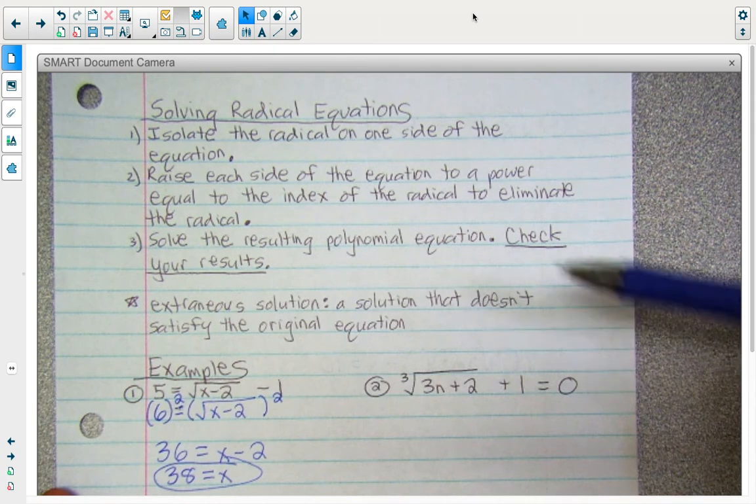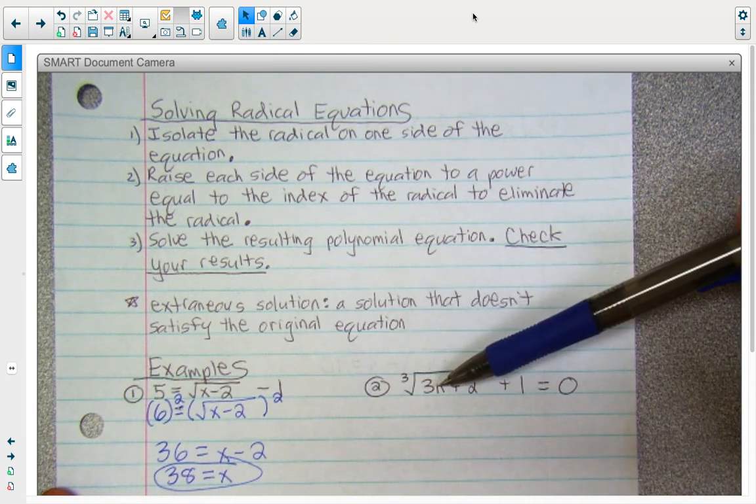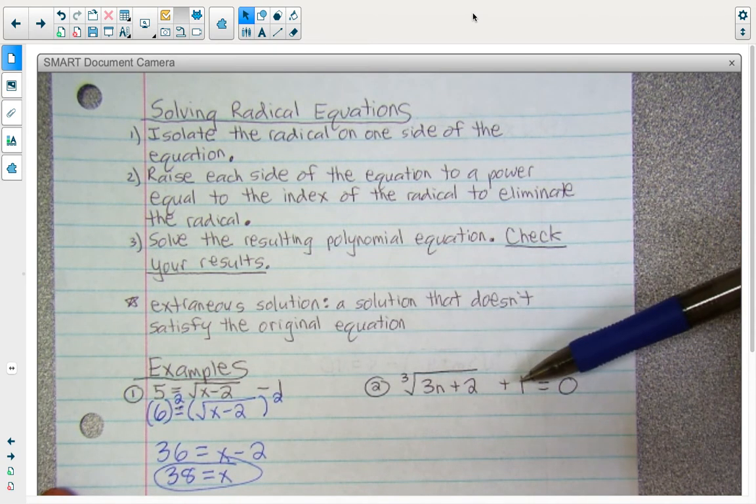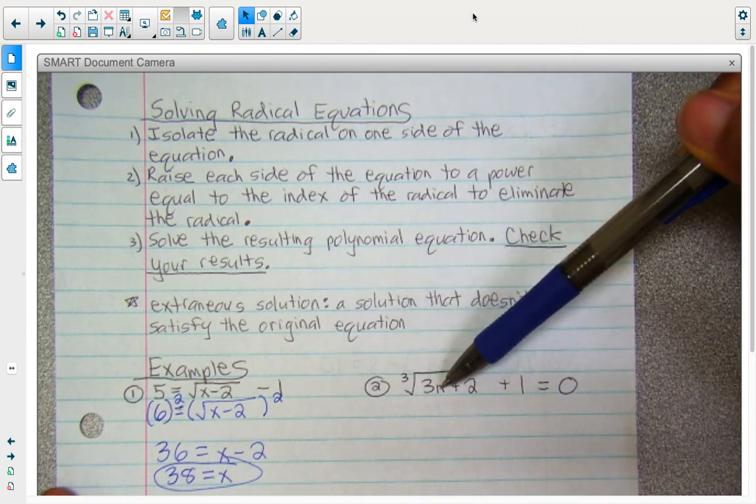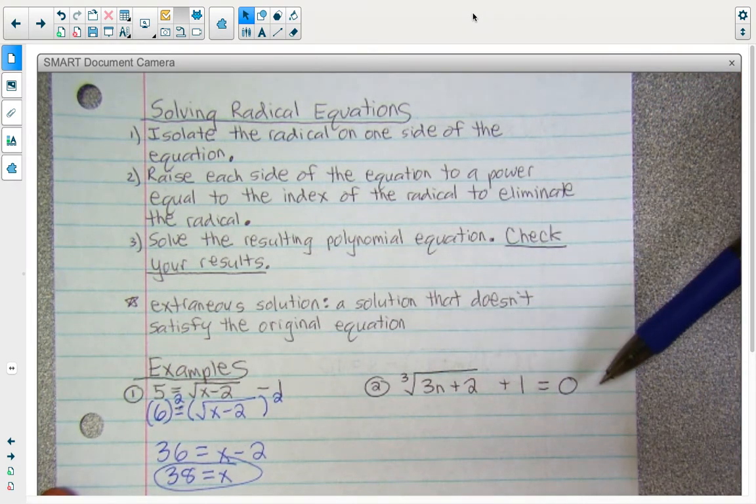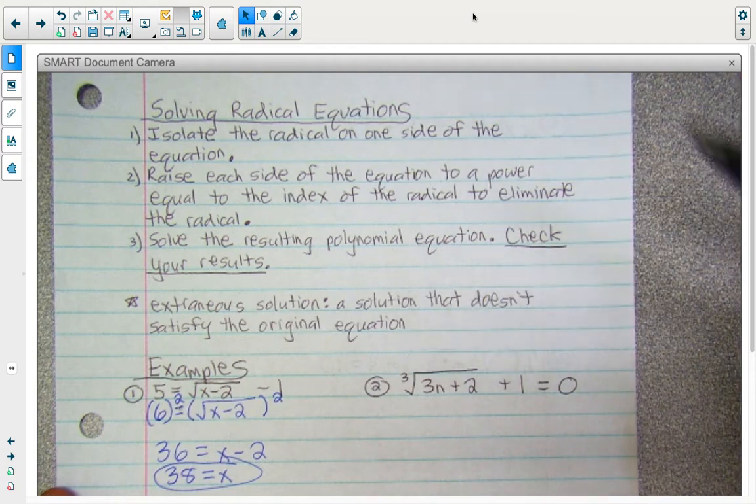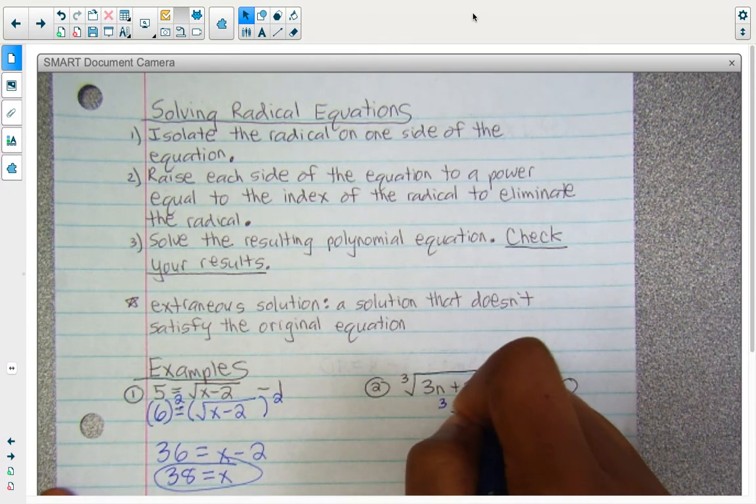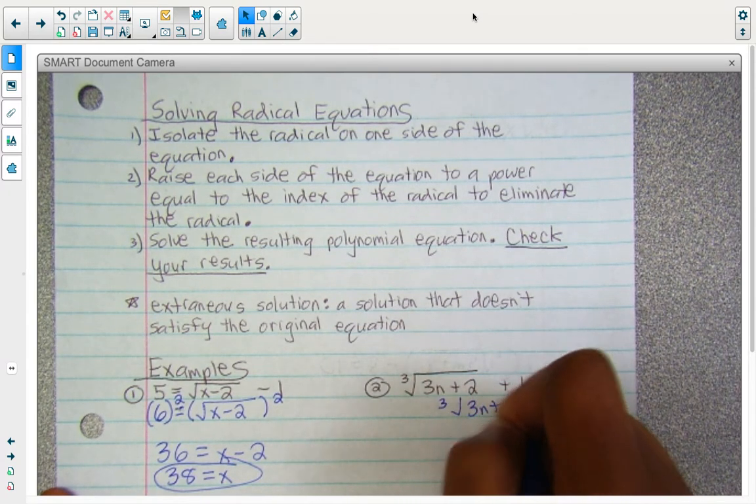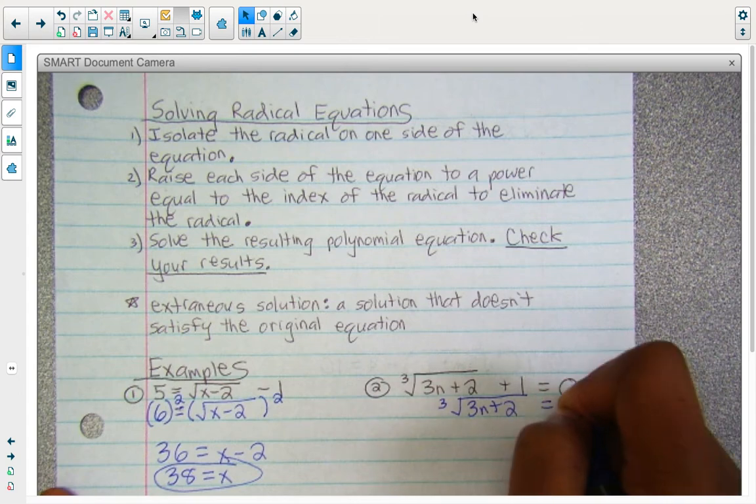Number 2, we have the cube root of 3n plus 2, plus 1 equals 0. We're trying to get n by itself. So the first thing we need to do is subtract 1 from both sides because I need to get the radical all by itself before I try to undo it. So that gives me the cube root of 3n plus 2 is equal to negative 1.